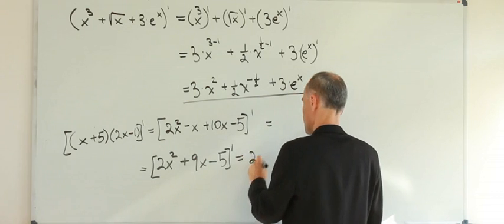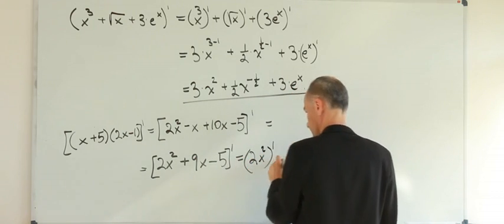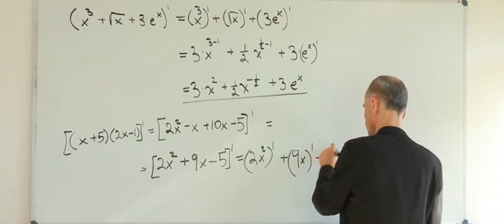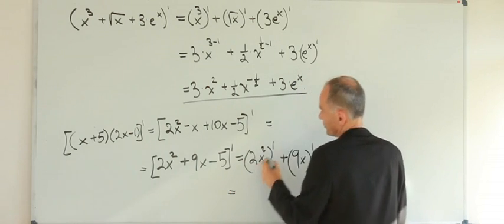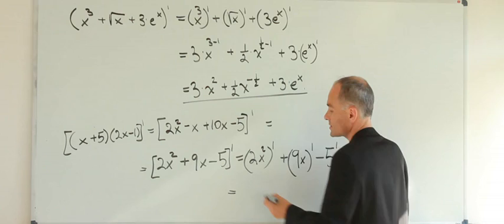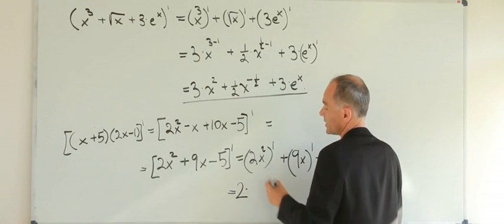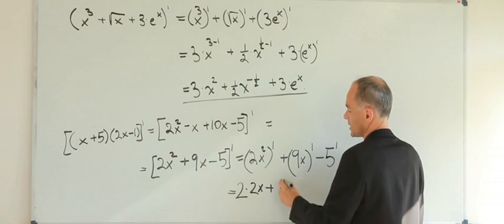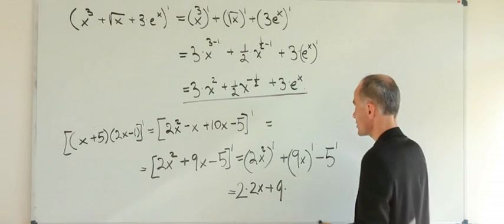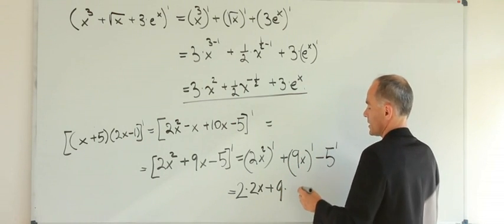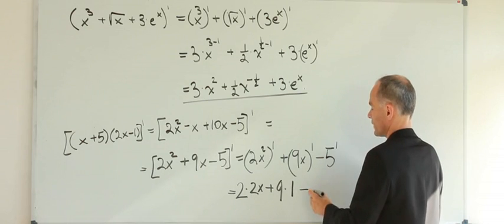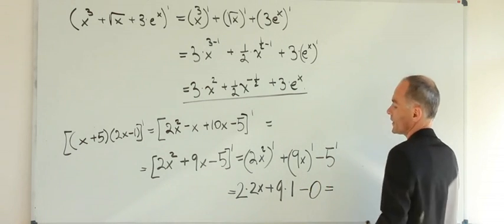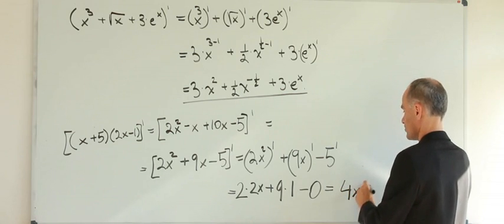Okay, so now we differentiate term by term. The derivative of 2x squared, 2 is a constant, so we factor it outside. The derivative of x squared is 2x. 9 is a constant, we factor it outside of the differentiation. The derivative of x is just 1. And 5 is a constant, so the derivative of 5 is 0. So our final answer is 4x plus 9.